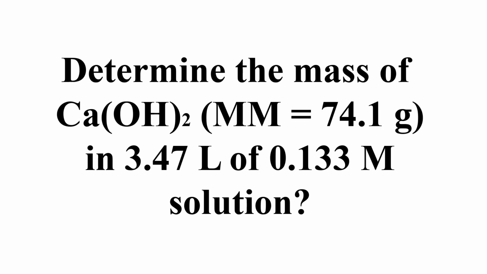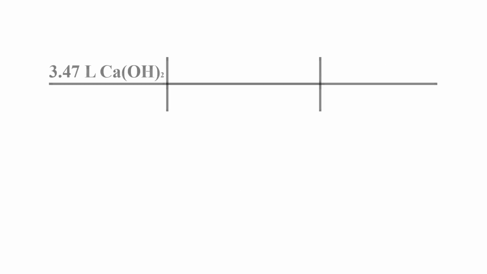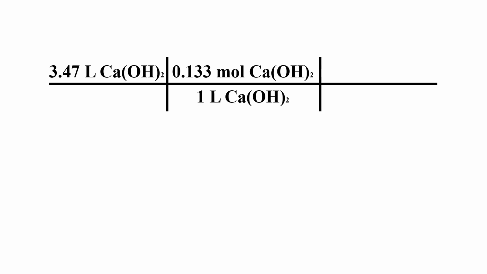Okay, so let's work on another problem. I want to determine the mass of calcium hydroxide contained in 3.47 liters of 0.133 molar solution. In this case, we know that we have 3.47 liters of calcium hydroxide solution with a molarity of 0.133, which means that we have 0.133 moles of calcium hydroxide in 1 liter. This lets us know how many moles of calcium hydroxide are contained within the solution.